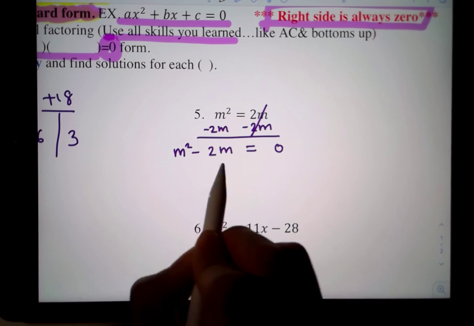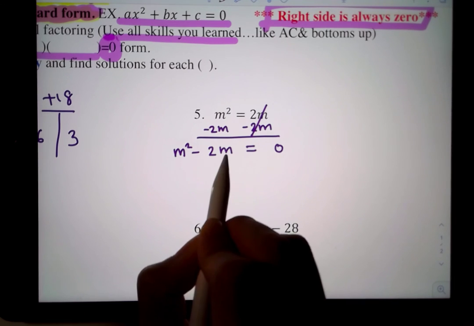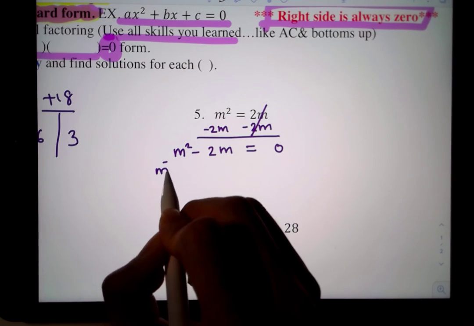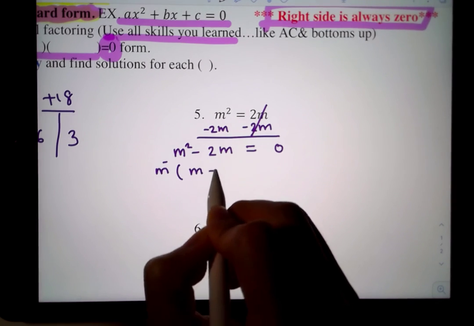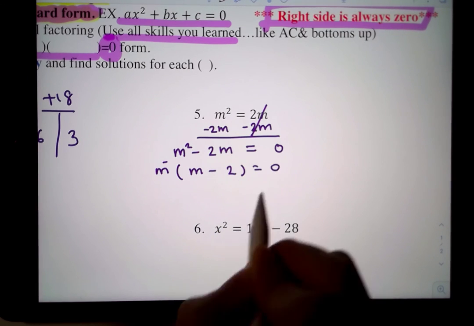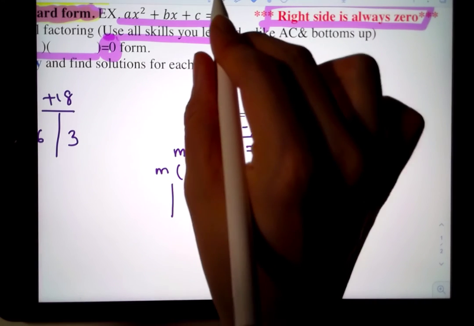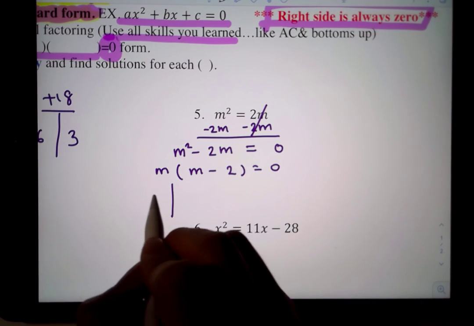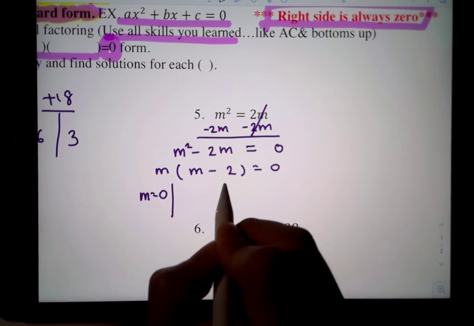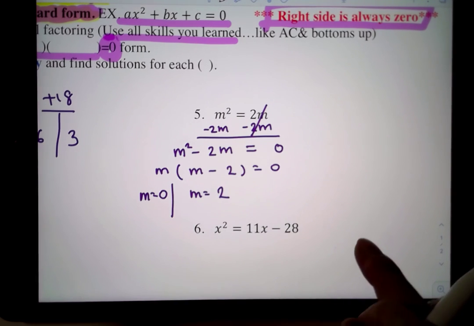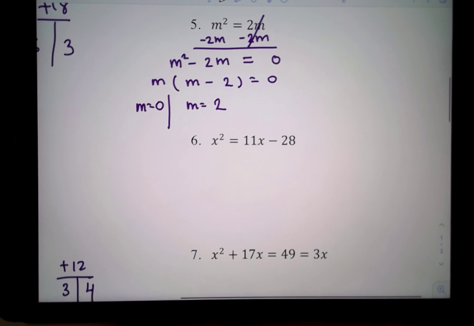So look, from here, I have m as my common factor. So I'm gonna factor by m, minus 2, right? And let's get zeros from each. So m equals 0 from here, m equals 2, right? And look at number 6.